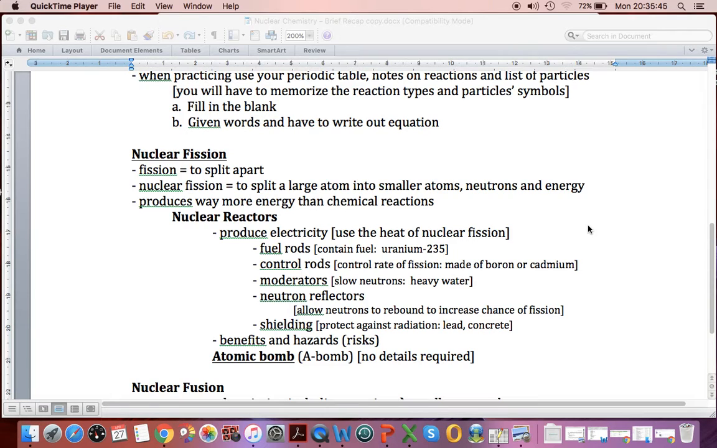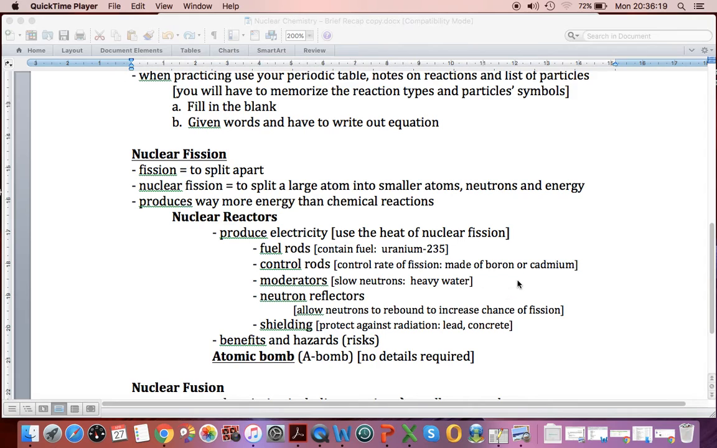If we're doing a nuclear reactor, we're taking the energy that we make from fission in the form of heat. We're heating up water to the point that it becomes steam. That steam runs through pipes that spin the turbine, and away we go. We make our electricity, like back in the electricity unit. You should know the fuel rods contain the fuel, so it tells you what they do, and the example we will worry about this year is uranium-235. Control rods control the rate of fission, and often they're made of boron or cadmium.